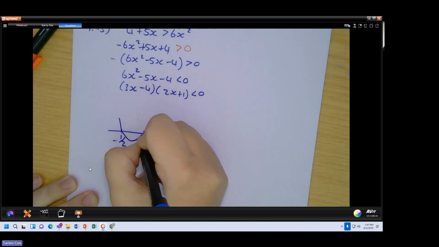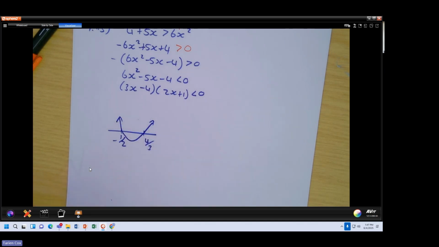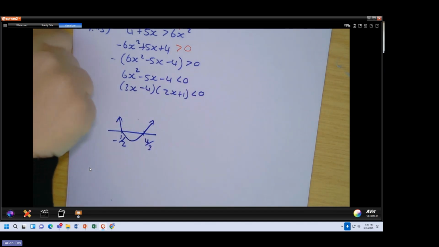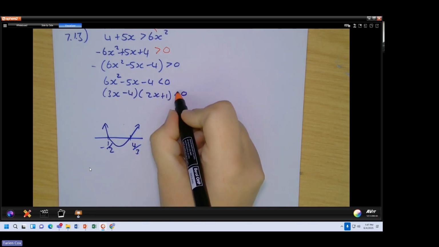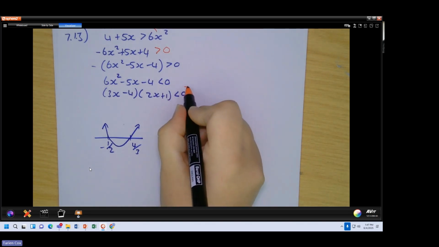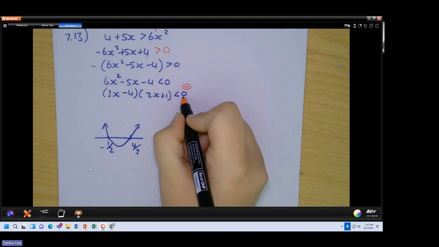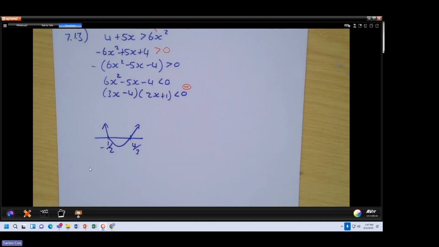Remember our parabola? There's our parabola. But this time, and this is why I wanted to quickly add in this question, if it says less than, it means we are actually looking for what is below 0, which means it's negative numbers. So where are my y values negative? And that means I'm looking at this section here, right? And it's only one section that I highlighted, which means it's only one answer.